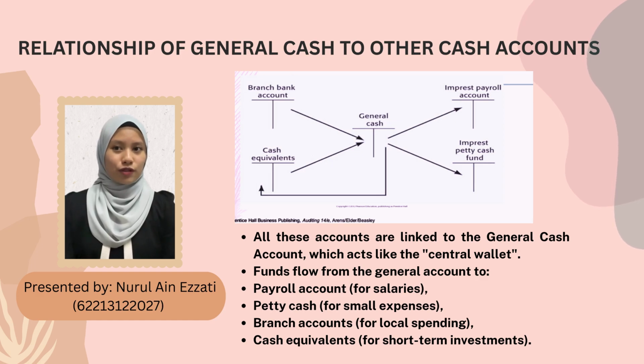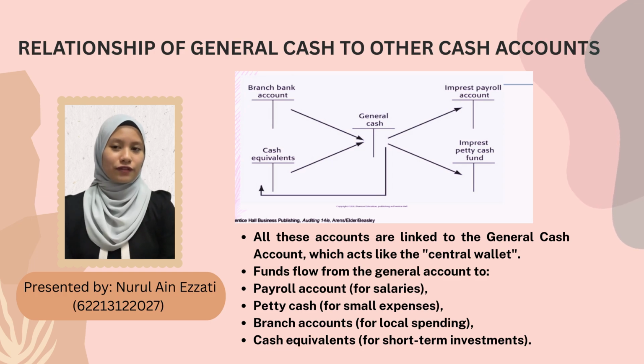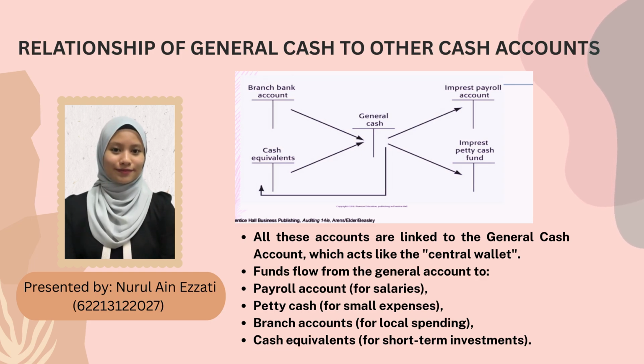Then we have cash equivalents. If the company has extra cash, it may invest in the short term, in safe investments like fixed deposits or money market funds. These are called cash equivalents and they can be quickly turned back into cash. To sum up, this diagram shows how the general cash account is the main source of money and how it supports other accounts that serve different purposes.